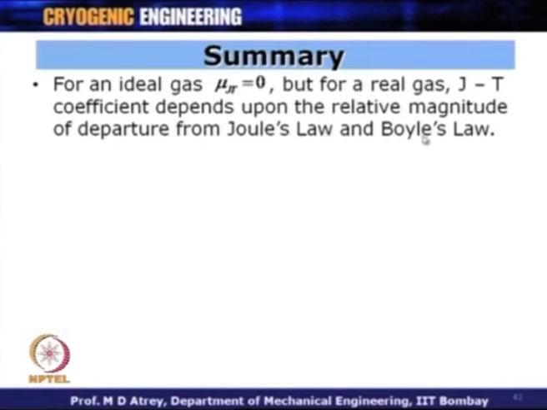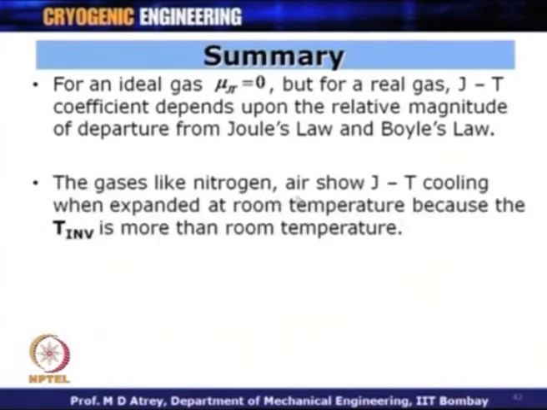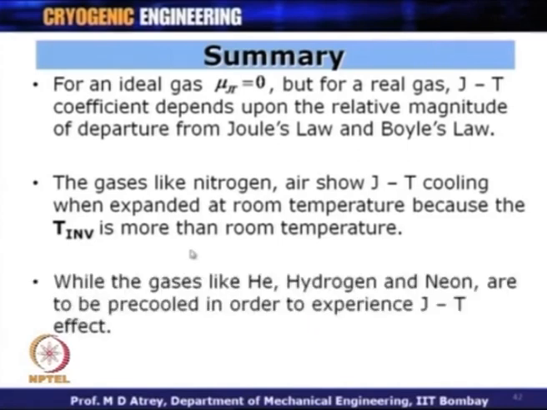The gases like nitrogen and air show JT cooling when expanded at room temperature, because the inversion temperature for these gases is more than room temperature. So, one need not worry about temperature in this case, because the inversion temperature for these gases is way above the ambient temperature of 300 Kelvin, and therefore, if they are subjected to JT expansion, they would immediately result in cooling. However, other gases like helium, hydrogen and neon require to be pre-cooled to bring their initial temperature below the inversion temperature, and only then will they experience the JT effect or JT cooling.